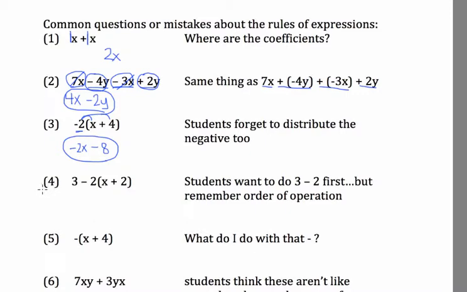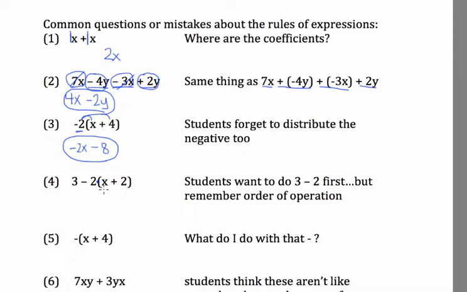This number 4, this problem tricks people because they see 3 minus 2 and they want to put a 1 there. But remember your order of operations. Order of operations tells us to do parentheses, then multiplication, then addition or subtraction. The other thing to be careful of is right between this 2 and a parenthesis, there is an implied multiplication. So order of operations, first we go and do the parentheses.